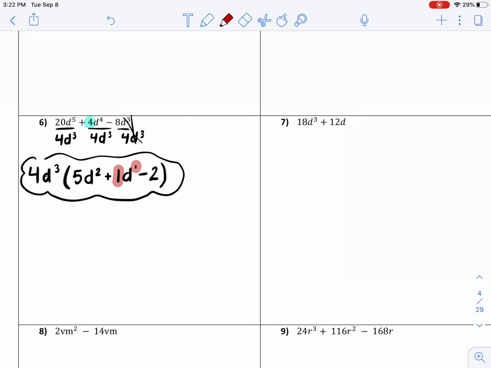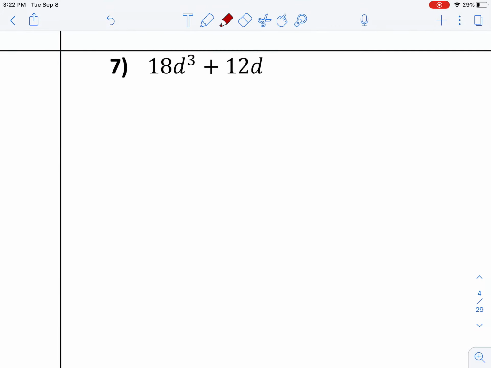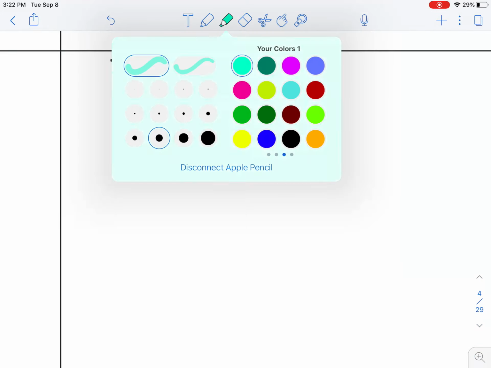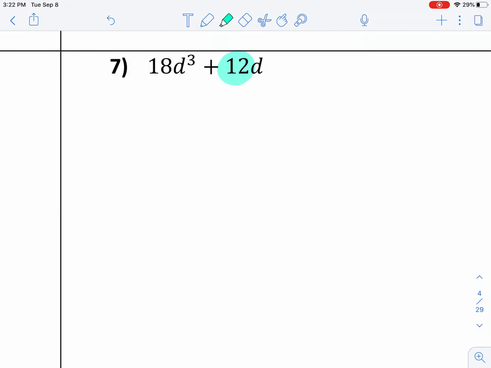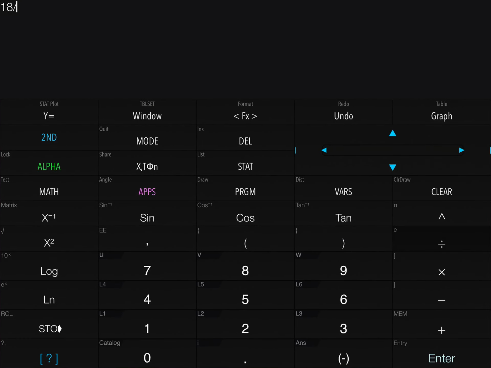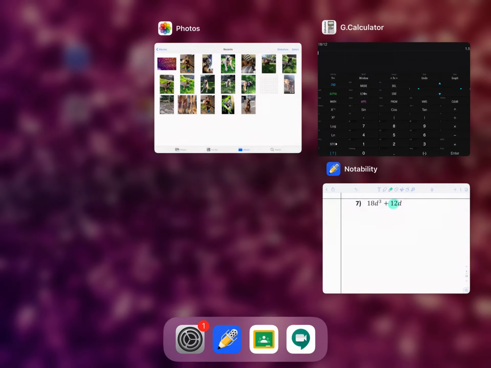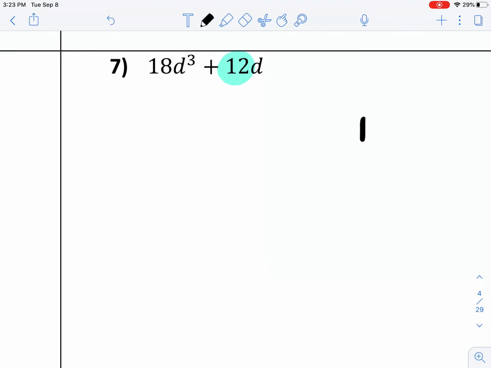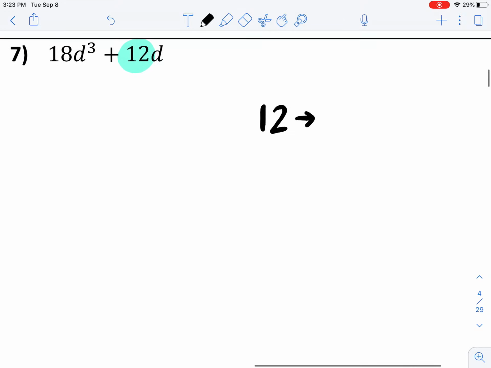Now, number 7, I've got 18 and 12. My smaller coefficient is the 12, but hopefully you're able to tell that you cannot divide 18 by 12. And we can just type it in really fast just to prove it. 18 divided by 12, you get a decimal, so that cannot be your GCF. So that means I need to take 12, and I want to list the factors of it. So you can get 12 by doing 1 times 12, 2 times 6, and 3 times 4.